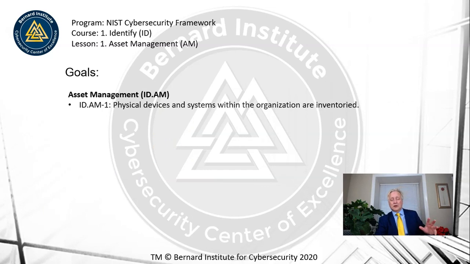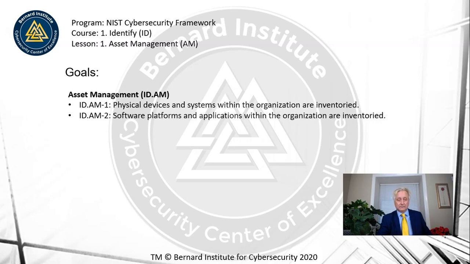Now, each of the lessons have a number of goals that we're trying to achieve. They're listed in the NIST Cybersecurity Framework. So the first one here for asset management is to ensure that all physical devices and systems within the organization are inventoried. So we need to try and achieve that. We also need to look at software platforms and applications within the organization and make sure that they are also inventoried.